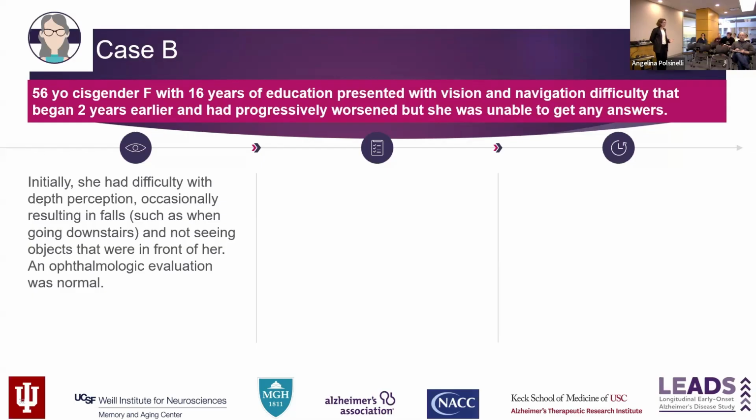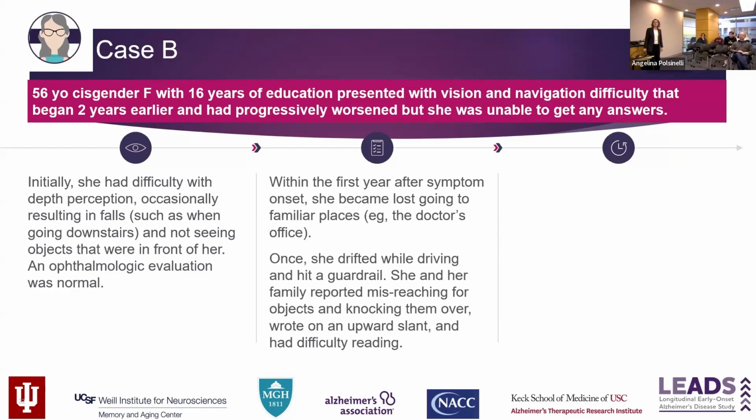So she was falling, for example, when going downstairs because she couldn't judge the distance of the steps and the stairs. She also wasn't seeing objects that were right in front of her. So her phone would be right here and she would be looking at it and she could not see it. So not surprisingly, you would think I have a vision problem, and she went to have a number of different eye appointments and evaluations. All of them were normal.